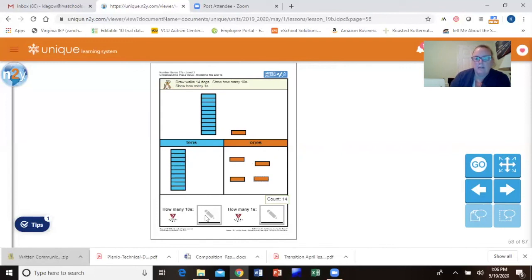So how many tens and how many ones? One tens block, and how many of these? 1, 2, 3, 4. That's another way to write the number 14.